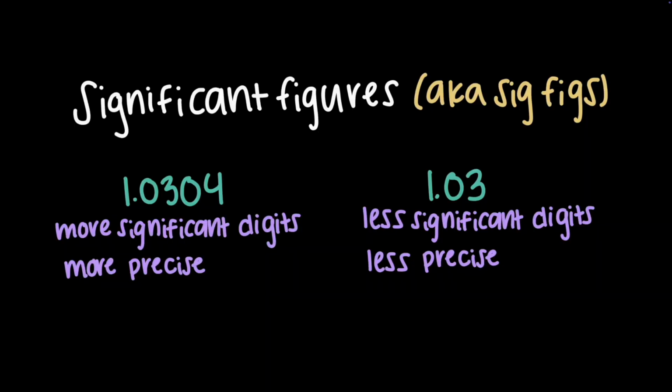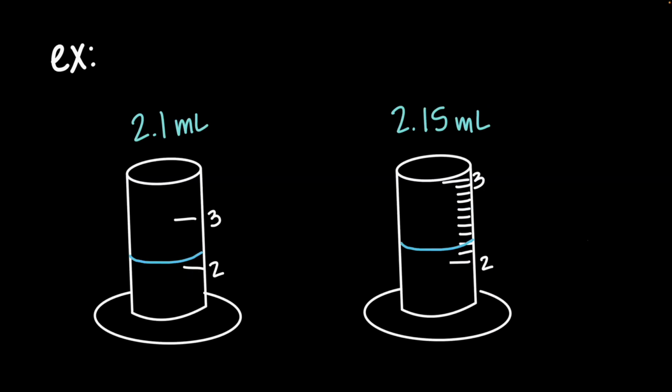Significant figures, often called sig figs, are the digits in a number that carry meaning about its precision. With more significant digits, the value will be more precise, and with fewer significant digits, the value will be less precise. For example, if you say a solution's volume is 2.1 milliliters, that's different from saying it's 2.15 milliliters.